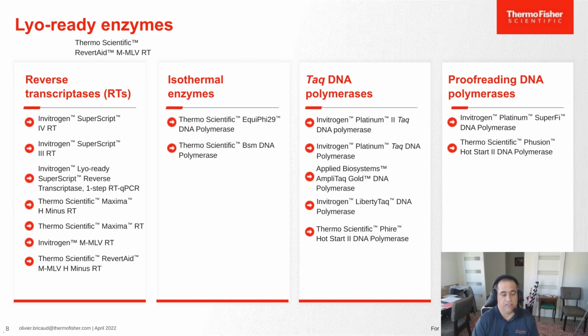So we have, as listed on that slide, reverse transcriptase, Taq DNA polymerase, proofreading DNA polymerase, and also isothermal enzymes that can be applied for LAMP or RT-LAMP applications, as they are trending right currently in the molecular diagnostic industry. Our R&D department has shown that these enzymes perform, if not as well, maybe better than other leading enzymes after lyophilization and reconstitution.